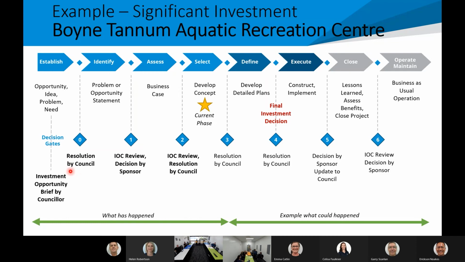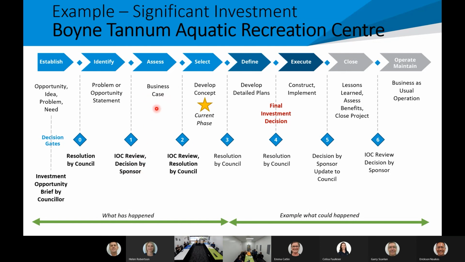So we went off and did our problem or opportunity statement, and at this point we hadn't yet got a completed business case, so it went to Gate 1 for a decision by the sponsor. The IOC, I don't believe, was involved in this one, but if they were running as they should, they would have been in this Gate 1 review before it went to the sponsor. So the sponsor said, yep, you've defined the problem or the opportunity, let's complete the business case.